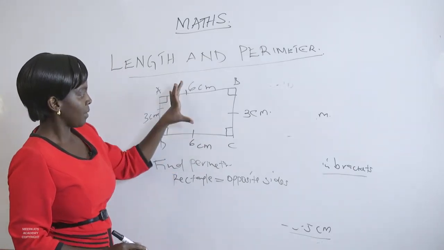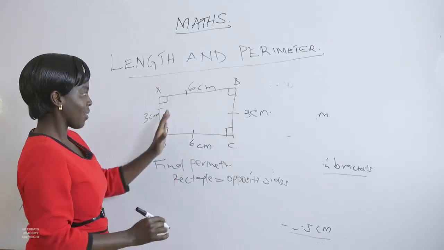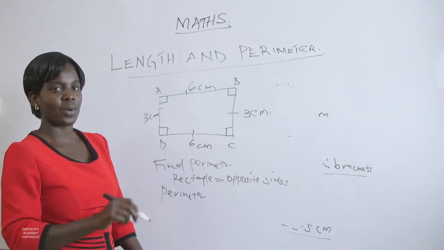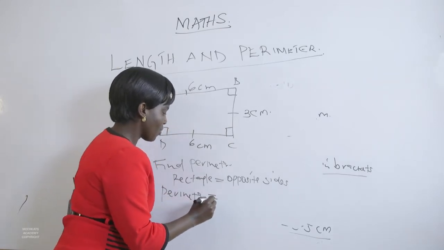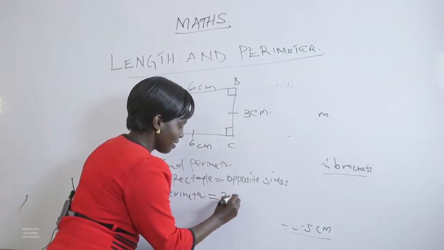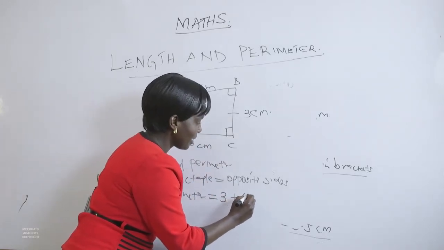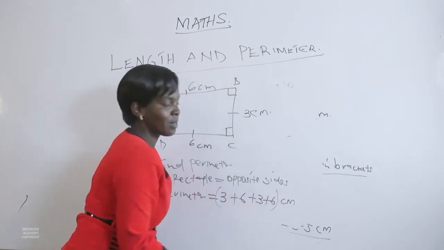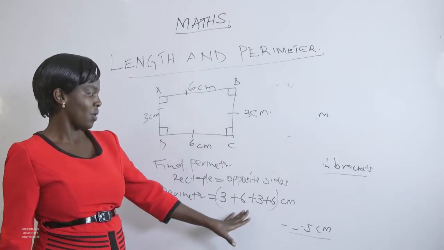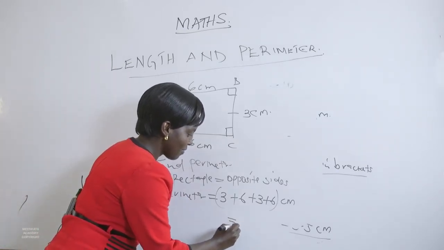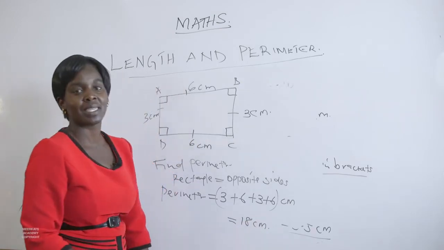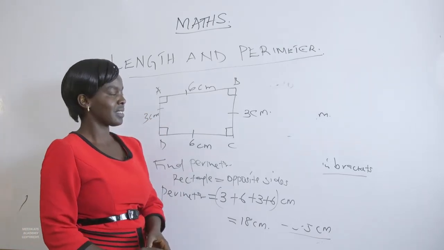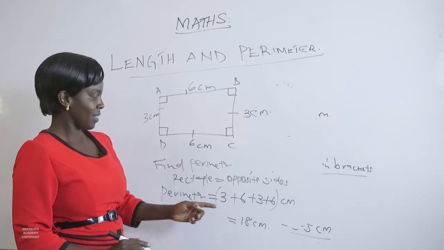Because opposite sides are equal, we can add all through. We can add for us to be able to get the perimeter, because we have said it is the distance round the object, we are allowed to add through. We say 3 plus 6 plus 3 plus 6. Our units will be centimeters. So if we add all round, you realize that what we will have will be 18 centimeters, and that will be the perimeter.